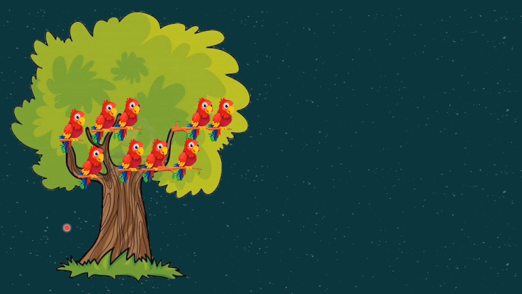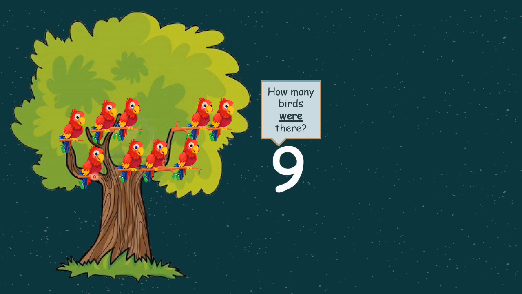Children, so now we shall come back to the example of the number of birds which were seated on the tree when Neha was in the park. So how many birds were there when Neha saw them? Shall we count? Come, count along with me. 1, 2, 3, 4, 5, 6, 7, 8, 9. So how many birds were there when Neha counted it? There were 9 birds.